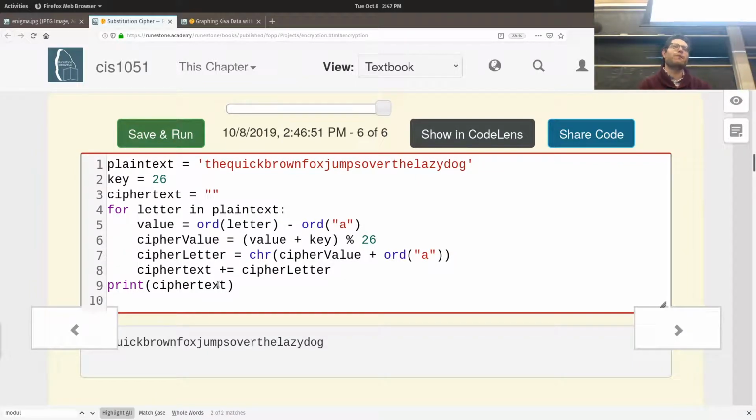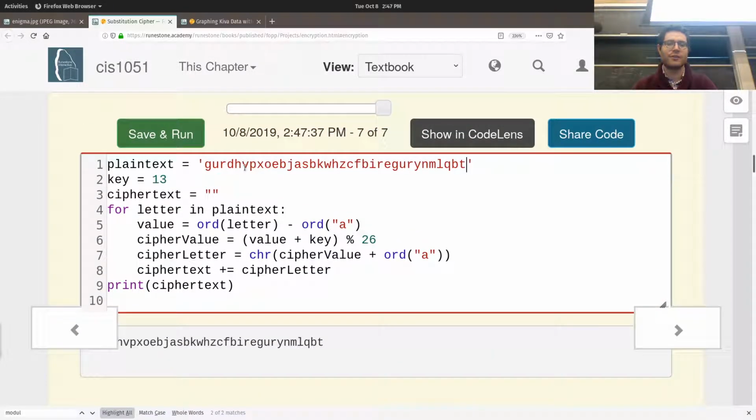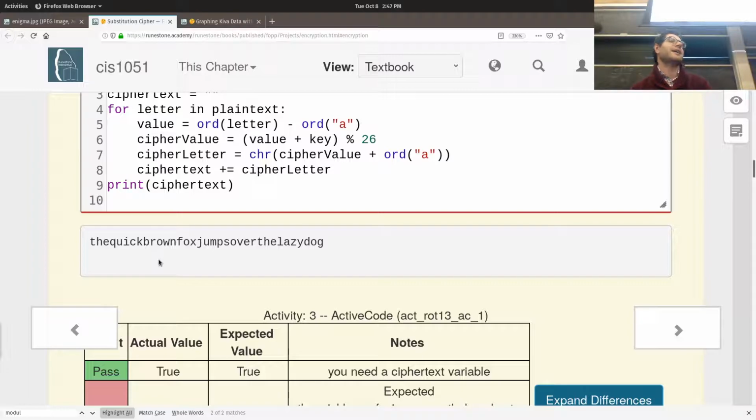So if I move something forward by 13, and then I take that ciphertext and move it forward by 13 again, I get the plain text, right? So here, 13, okay, and then if I take this text over here, paste it into here, so here I'm taking my ciphertext as my plain text and running it again, I get my output. Get the quick brown fox jumps over the lazy dog, right? I just moved it forward 13 and then I moved it forward 13 again. So, pretty good indication that this works, I'd say.